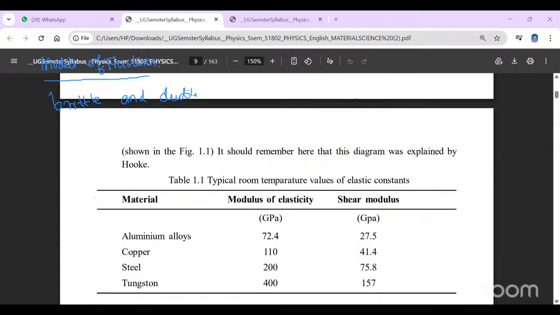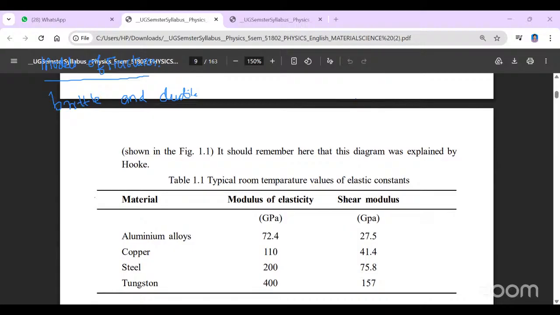In the case of ductile fracture, the cross-sectional area is reduced, whereas in brittle fracture, there is no change in the cross-sectional area. So these are some of the characteristics of ductile fracture as well as brittle fracture.